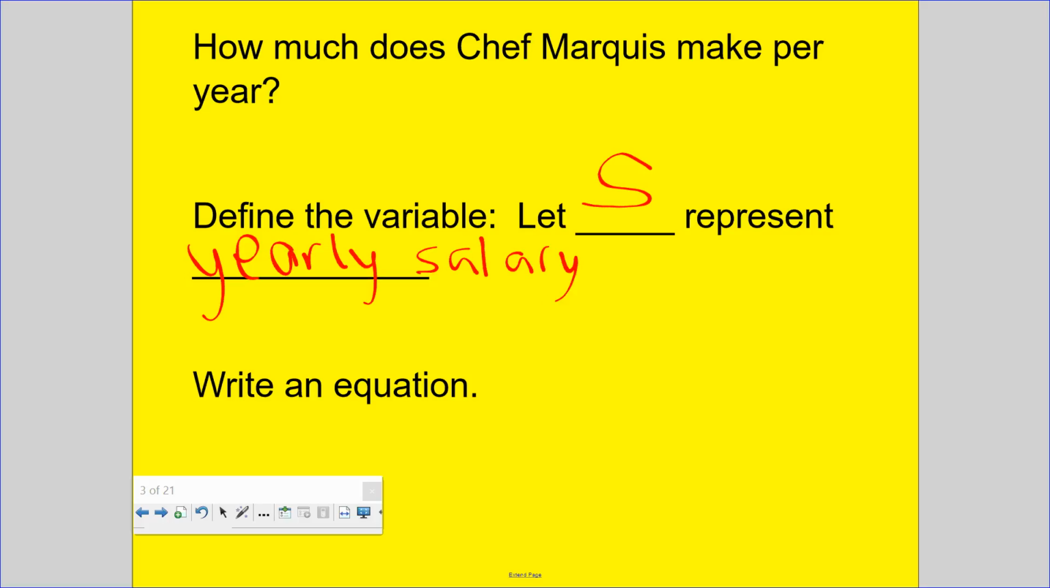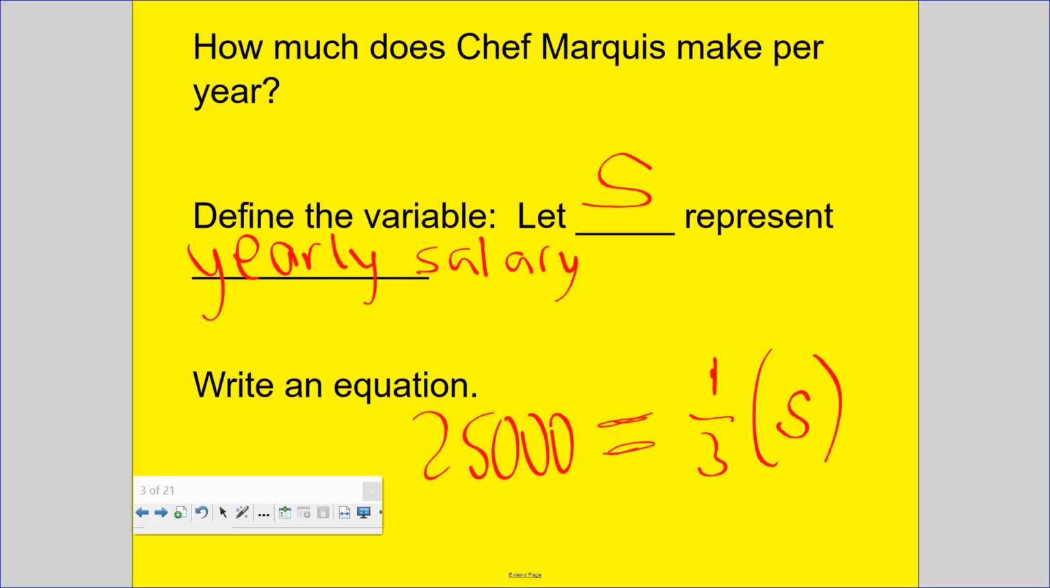So he said 25,000 is 1/3 of his salary, a multiplication of his salary. So that is the equation: 25,000 is equal to 1/3 times S. We have not learned how to solve such an equation, but we will learn how to solve one-step equations. If you would like a precursor of this lesson, we'll do it right now.